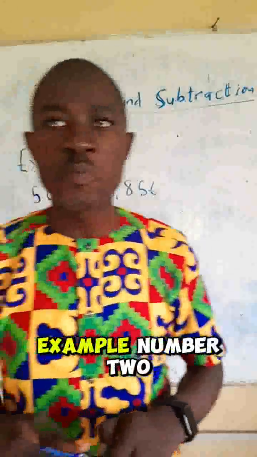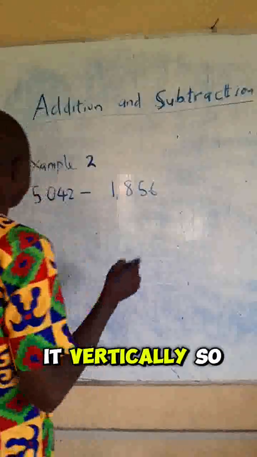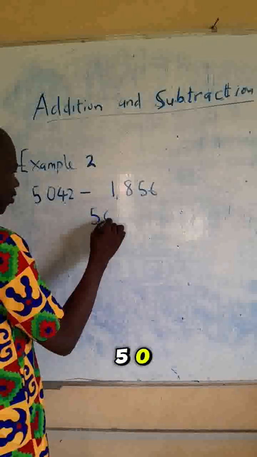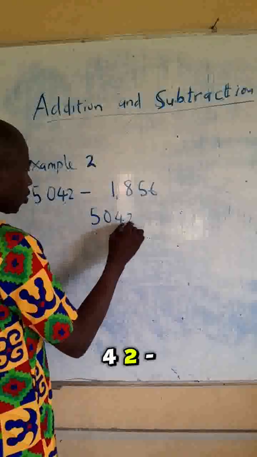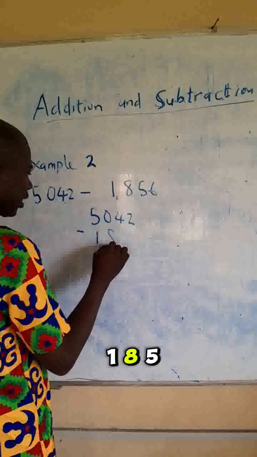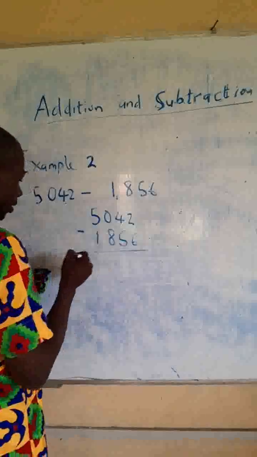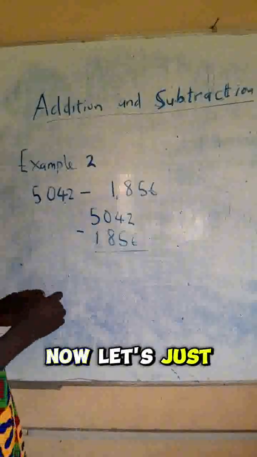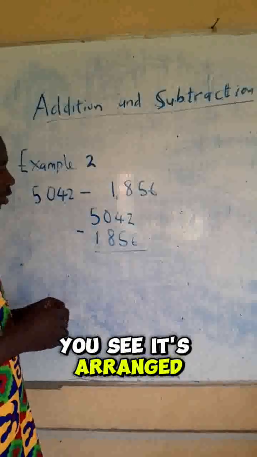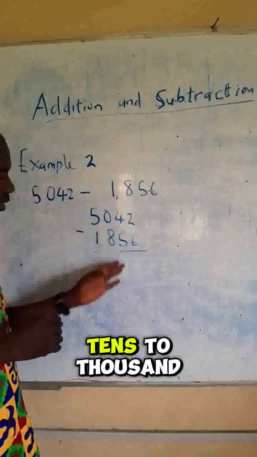Now let's solve example number 2. Again, we write it vertically. So we have 5, 0, 4, 2 minus 1, 8, 5, 6. Now let's just subtract this number. Again, you see it's arranged in order form, from units to tens to thousand.